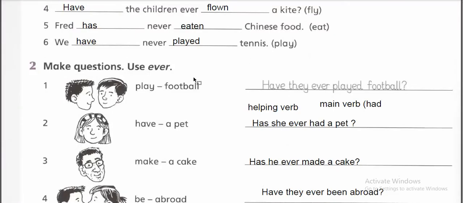Next. Have they ever played football? Two boys. We use they and ever for questions. Look here. Have they ever had a pet? You must note that have here is the main verb and it is changed to had.